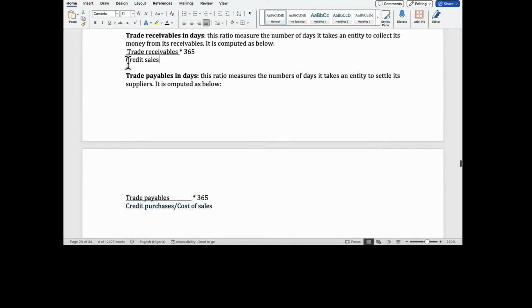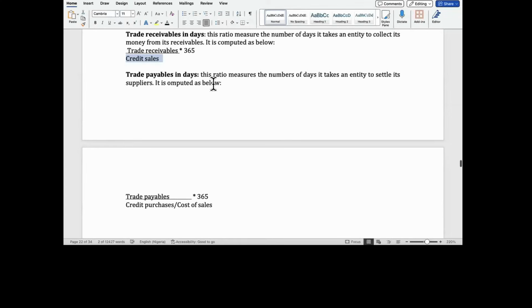And this one too, credit sales. Don't go and start working for credit sales. No. Use sales as given. Don't work for anything. Use sales like that.